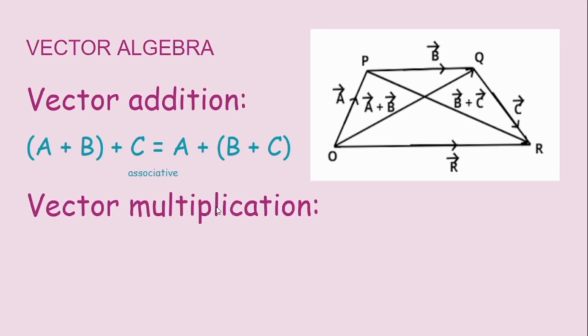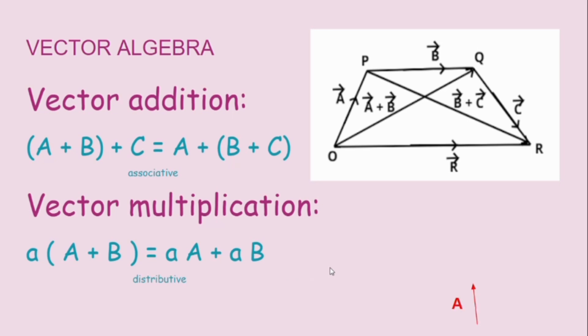Now we will see vector multiplication. Vector multiplication includes scalar multiplication, dot product and cross product of the vectors. Firstly, we will see scalar multiplication. We can multiply a scalar with the sum of two vectors, and we can also multiply a scalar with the vectors separately and then sum up the two vectors. We can see this is a distributive law.